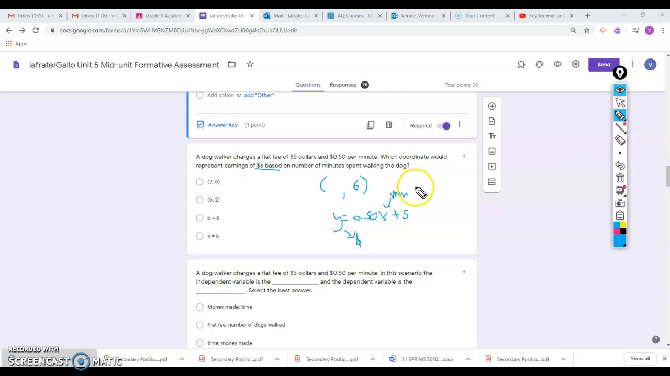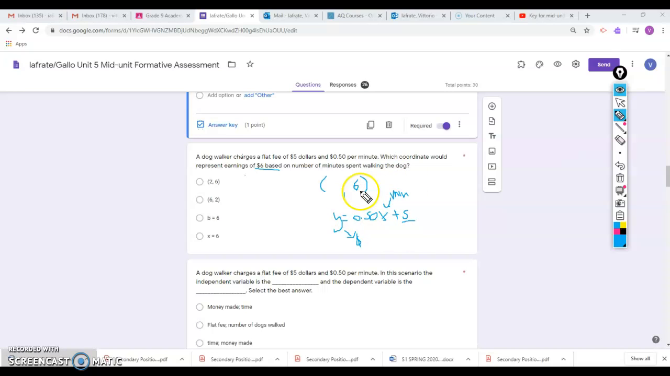So intuitively, you could look at it and say, well, I got a flat fee of $5. Now I'm at $6. That's $1. I charged 50 cents per minute, so it must have been 2 minutes.